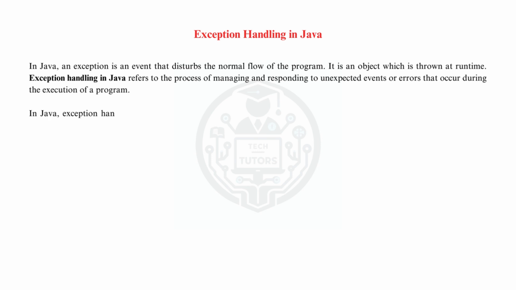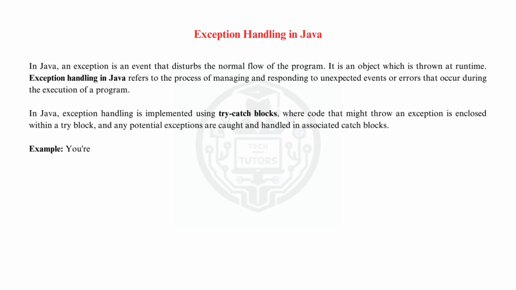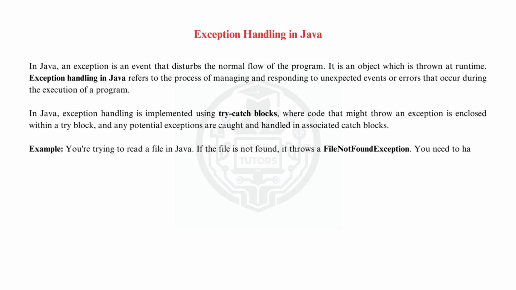Java handles exceptions using try-catch blocks. Code that might throw an exception goes in the try block, while the catch block handles the exception. For instance, suppose you're attempting to open a file. If the file doesn't exist, Java will throw a FileNotFoundException. By handling this exception, you can prevent your program from crashing.